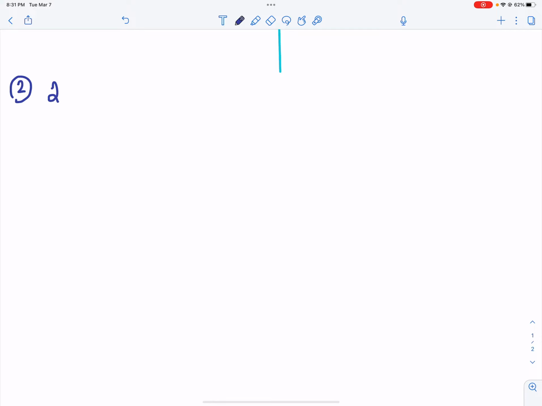All right, number 2. Let's say that we have 2 ln x plus 3 is equal to 1/4 of ln 16 plus ln of x plus 7.